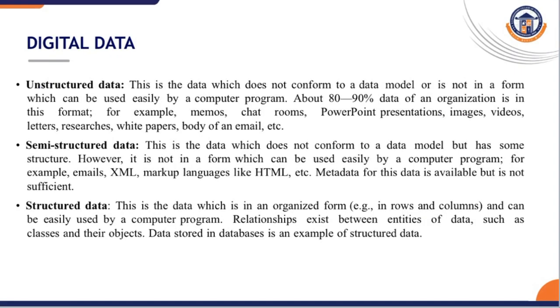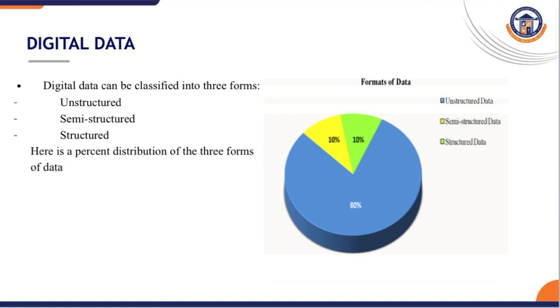Digital data. Digital data can be classified into three types. They are unstructured, semi-structured and structured. So here is a percentage distribution diagram of these digital data.